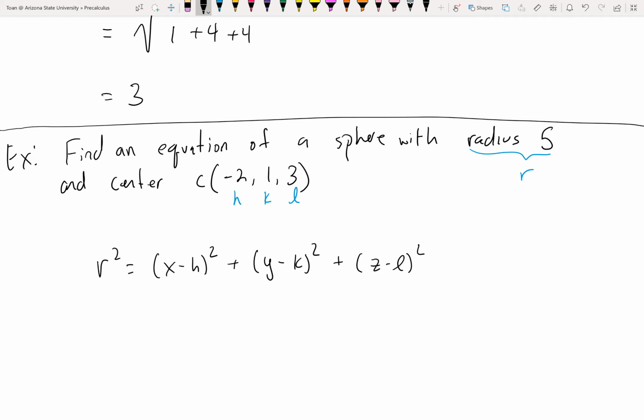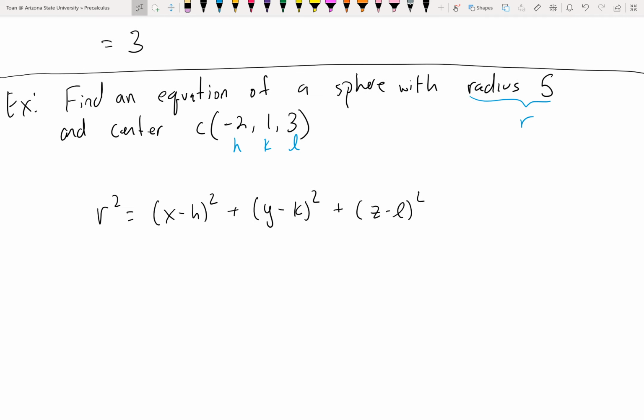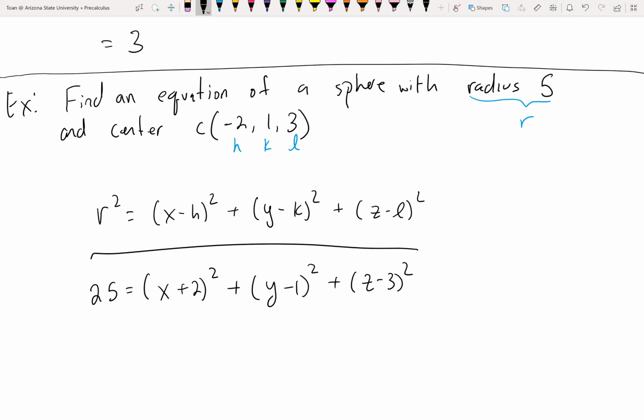Now, this is a trivial question. What is the equation of a circle? Plug in the r. R is 5, so 5 squared is 25. Or excuse me, the equation of a sphere: 25 equals (x minus h) squared. Well, h was -2, so that's (x plus 2) squared, plus (y minus k) squared. K was 1. Plus (z minus l) squared. L was 3. That is the equation of that sphere. All right, so that's sort of a trivial example.